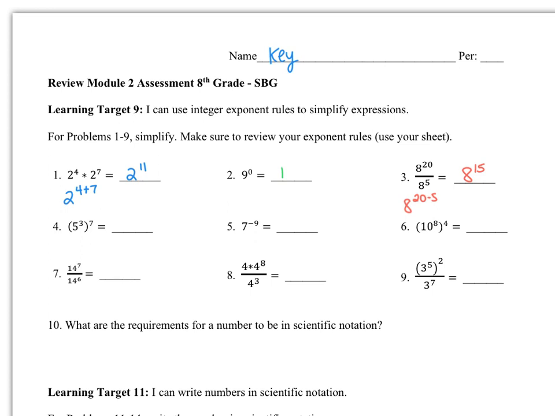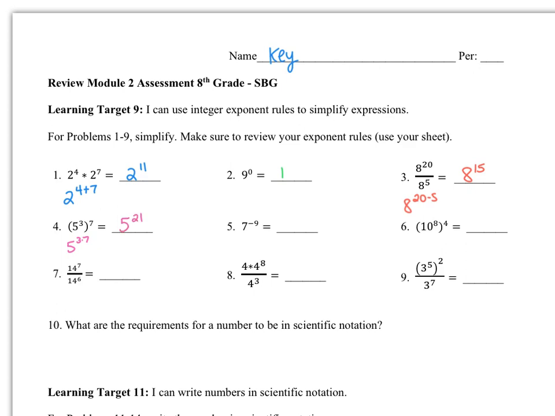All right, for the next one, we have a power to a power. So the power rule says when you take a power to a power, you multiply the exponents, because we're going to have 5 to the third 7 times. So we'll have 5 to the third times 5 to the third, etc. And so that means you'll have 5 to the third 7 times, which is a total of 21 5s being multiplied. So 5 to the 21st power.